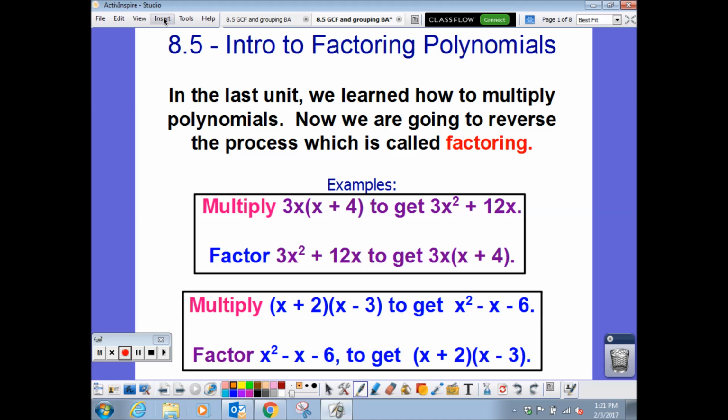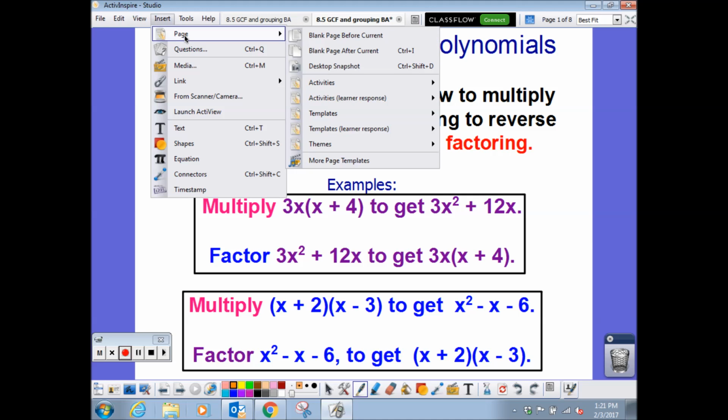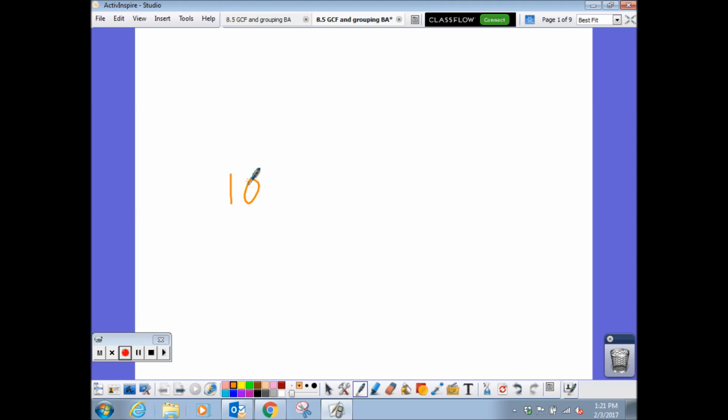For example, if I gave you the number 10, we know that factors of 10 could be 1 and 10. We know that factors could be 2 and 5. We know that even -1 and -10, or -2 and -5 are all factors of 10. So factors are basically what could be multiplied to get that number.